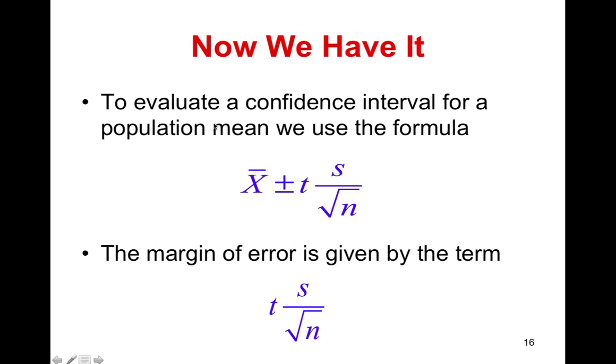When it comes to evaluating the confidence interval, this is what the formula will look like. It takes the basic form: the sample mean, plus or minus a margin of error. The margin of error is given by the critical t-value provided by the calculator, the sample standard deviation, and the sample size.